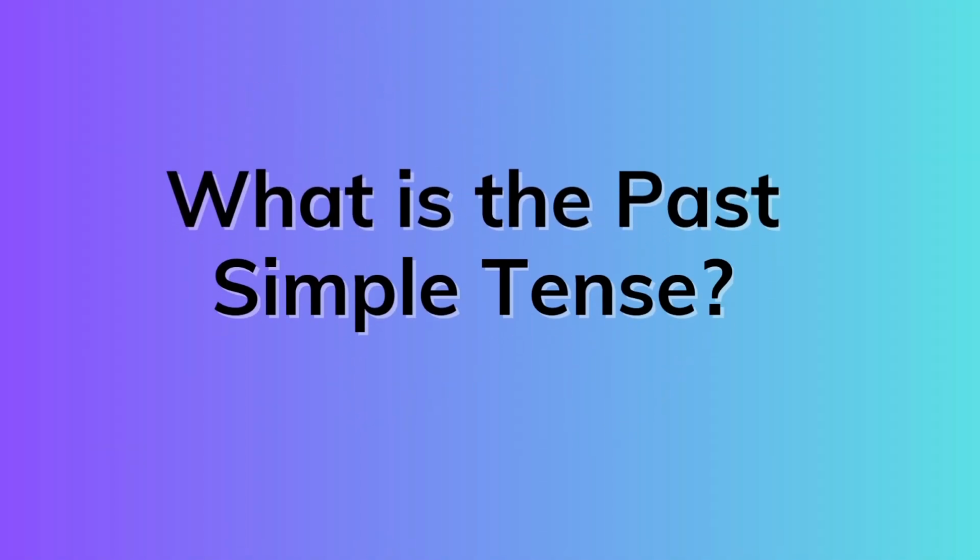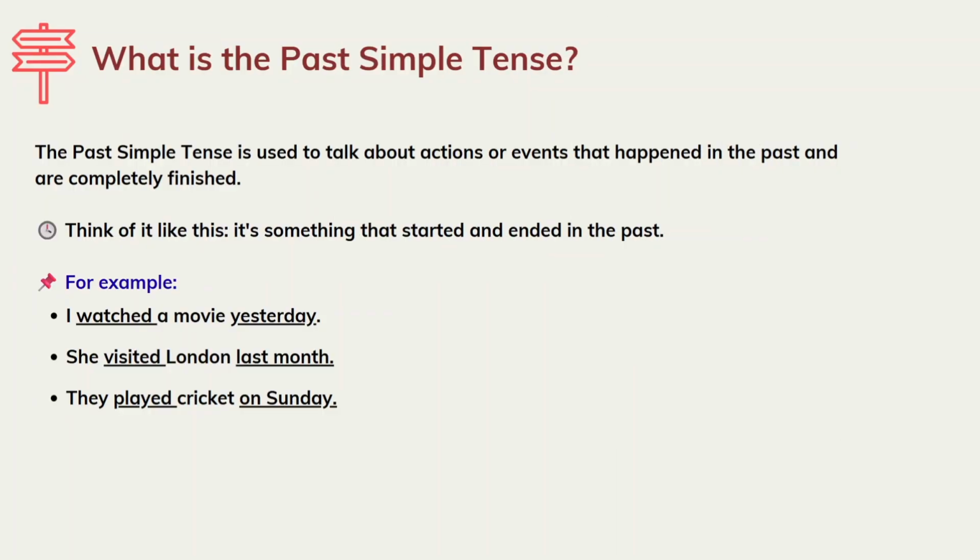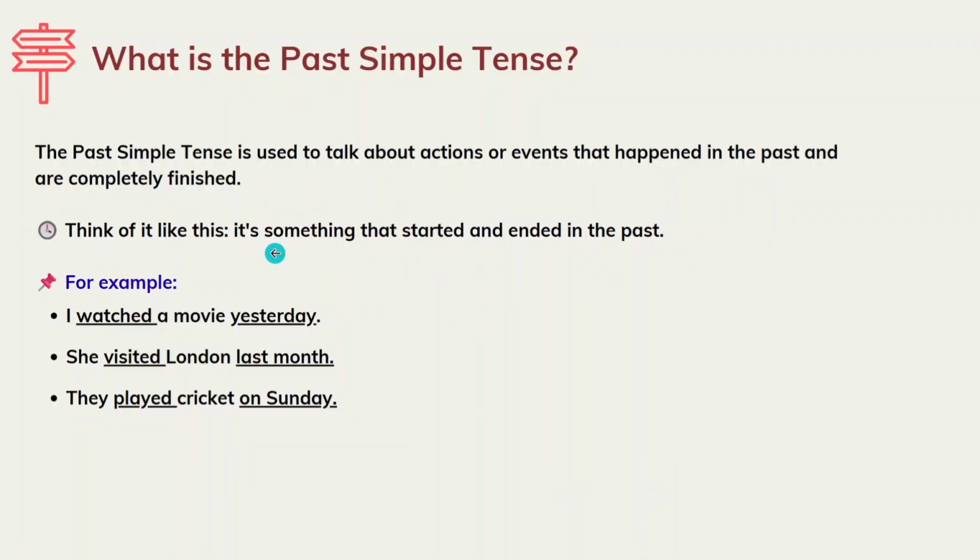So our first question, what is the past simple tense? Simply speaking, the past simple tense is used to talk about actions or events that happened in the past and are completely finished. It has no connection with the present. Okay, the actions have to be completed. Think of it like this. Something started in the past and ended in the past itself.